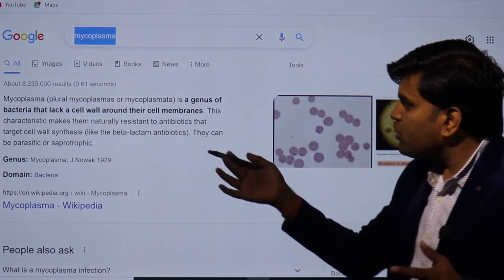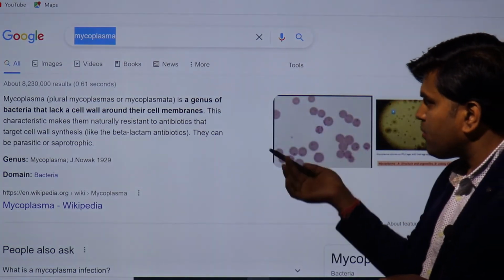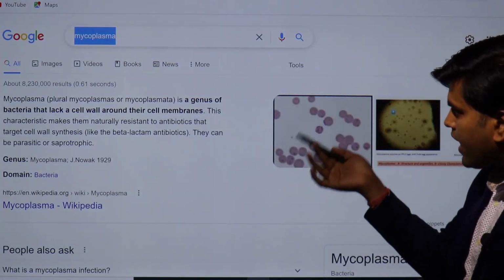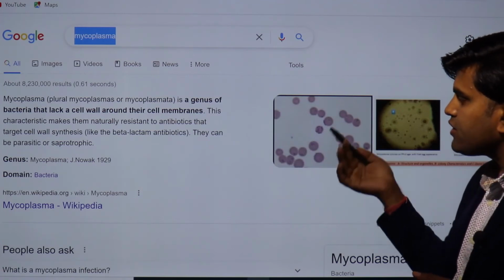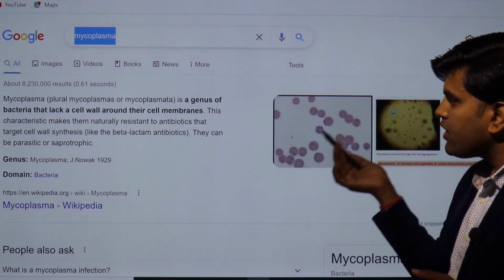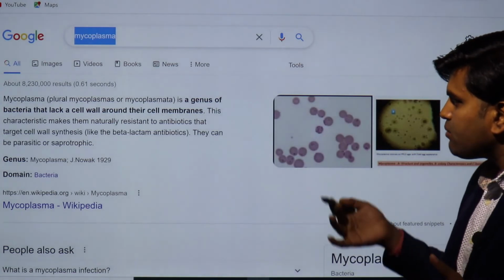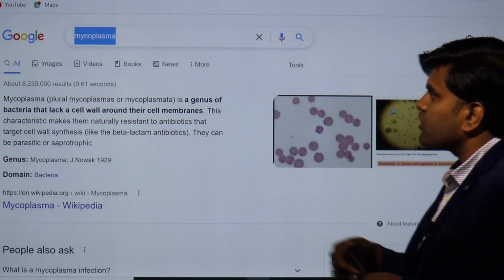This is Mycoplasma pneumoniae. Plural Mycoplasma or Mycoplasmata is a genus of bacteria that lack the cell wall around the cell membrane. This characteristic makes them naturally resistant to antibiotics that target cell wall synthesis, that is beta-lactam antibiotics. They can be parasitic or saprophytic.